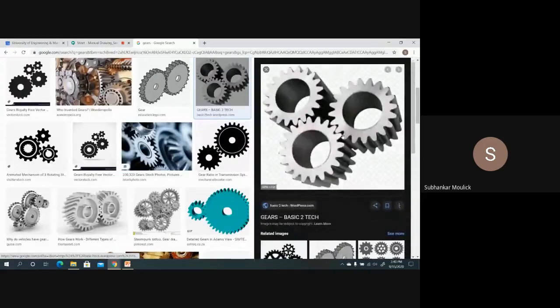Can you see this diagram? Yes, sir. Can you tell me what these things are? Sir, these are gears, and these portions are called teeth of gears. Can you see the teeth of the gear have a specific shape? Yes, sir. Fine. These shapes can be a cycloidal profile.